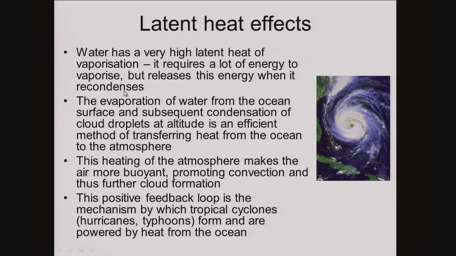And the evaporation of water from the ocean surface and condensation of cloud droplets at altitude is an efficient method of transferring heat from the ocean to the atmosphere. And this heating of the atmosphere can actually make the air more buoyant and promote more convection and more cloud formation. You can get things like very deep thunderstorms due to this method. And this is another positive feedback. We're releasing latent heat, that's creating more convection.